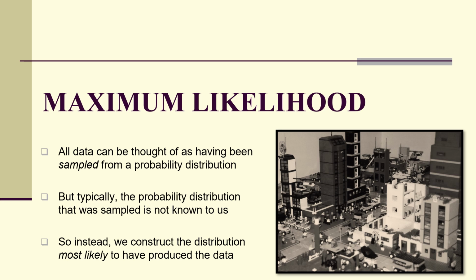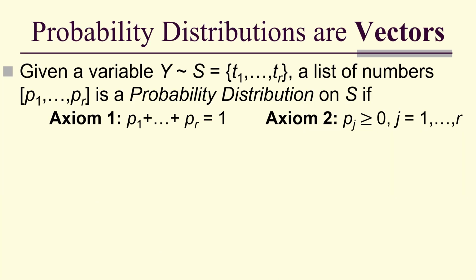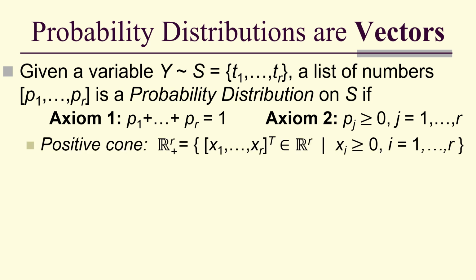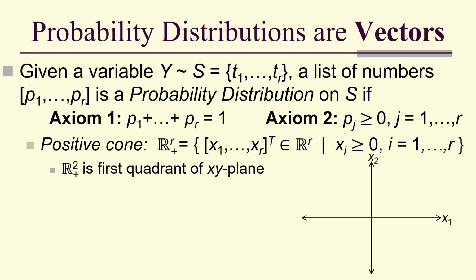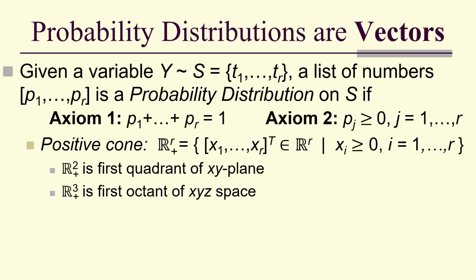Maximum likelihood. Probability distributions are vectors in the following sense. If we have a variable y associated with a set S of R outcomes, a list of numbers P1 to PR is a probability distribution on S if they sum to 1 and are non-negative. Correspondingly, the positive cone of R^R is the set of vectors with non-negative coefficients. For example, the positive cone of R2 is the first quadrant of the xy plane.